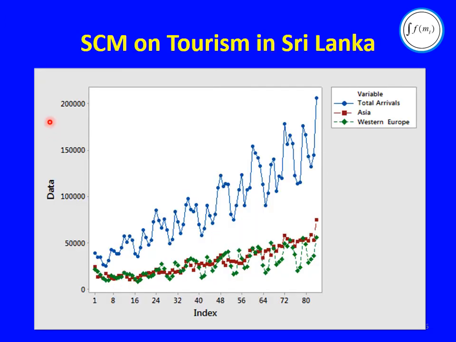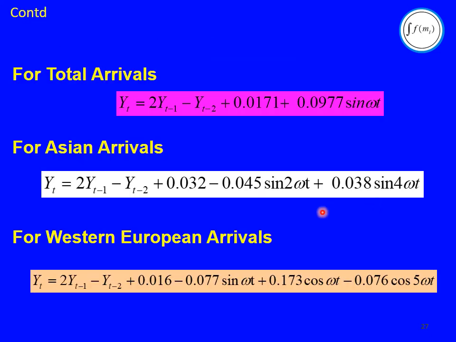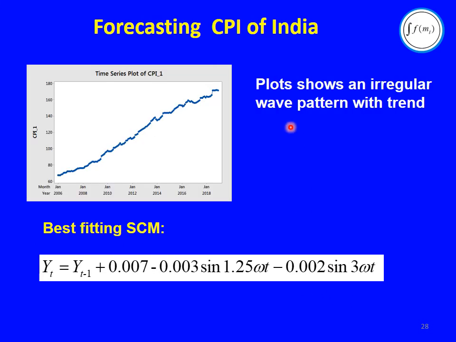Here are some more examples. The Sama circular model on tourism, forecasting tourism arrivals to Sri Lanka. You can see all these 3 show irregular wave-like patterns. So these are the fitted models. Some models contain only 1 trigonometric series, some have several trigonometric series. And this is forecasting the consumer price index of India. So this also shows an irregular wave-like pattern. After several tests, I found the first lag variable, that means the first difference series, worked. It also contained 2 trigonometric functions.